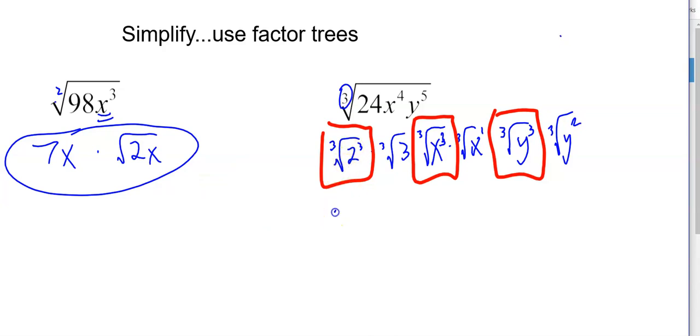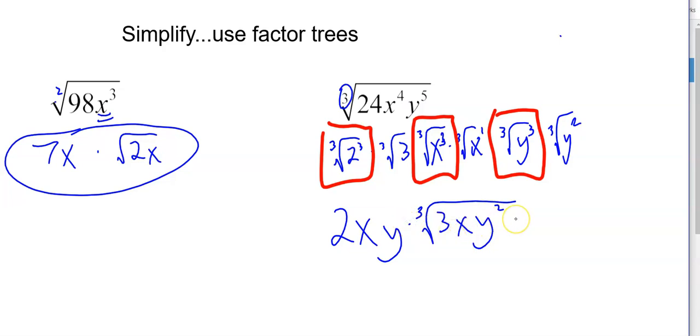They'll be left over in the radical. So what comes out is this is really 2, this one's really x, this one's really y. What's left over in the cube root is a 3, an x, and a y squared. I need 3 to come out there, and none of those have enough friends or partners there that are similar to work.